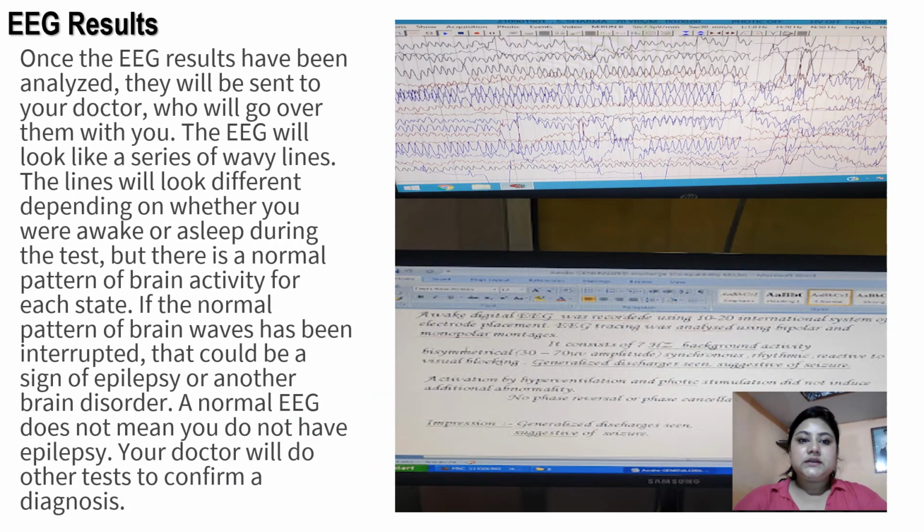EEG results. Once the EEG results have been analyzed, they will be sent to your doctor, who will go over them with you. The EEG will look like a series of wavy lines. The lines will look different depending on whether you were awake or asleep during the test, but there is a normal pattern of brain activity for each state. If the normal pattern of brain waves has been interrupted, that could be a sign of epilepsy or another brain disorder. A normal EEG does not mean you do not have epilepsy. Your doctor will do other tests to confirm a diagnosis.